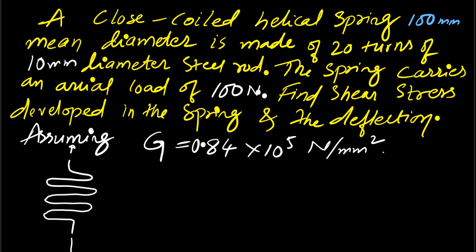The wire has some diameter; whatever the wire diameter is, that will be termed small d. The mean diameter is the total diameter of the coil, and that will be denoted as capital D. Where small d is the diameter of the wire and capital D is the diameter of the spring.